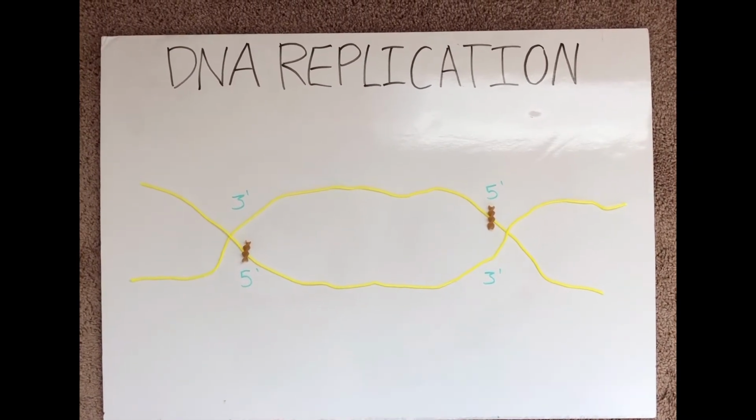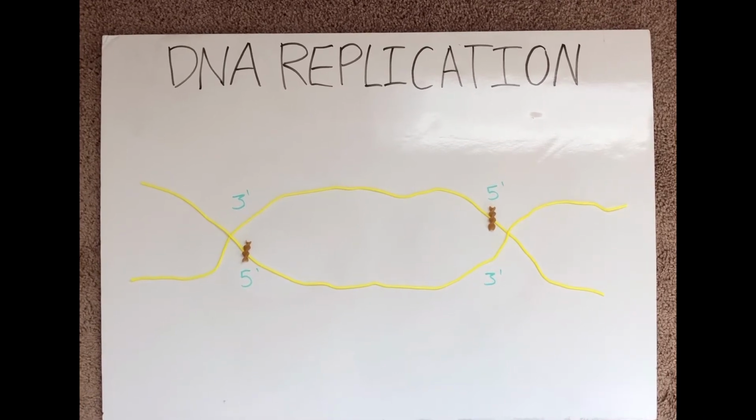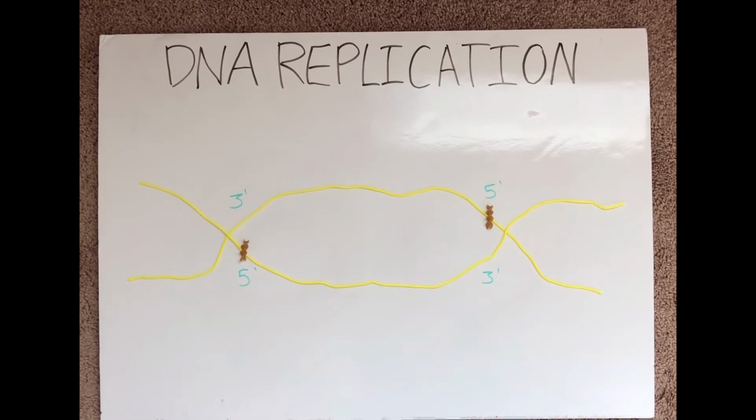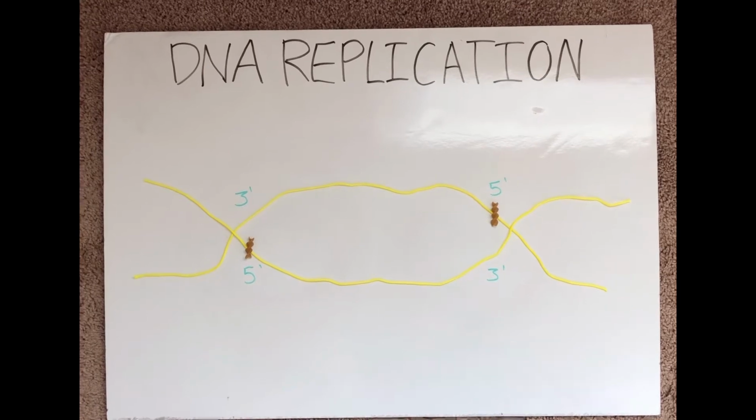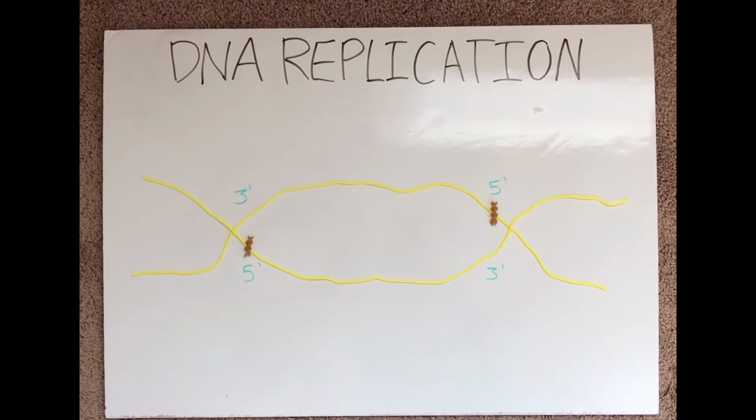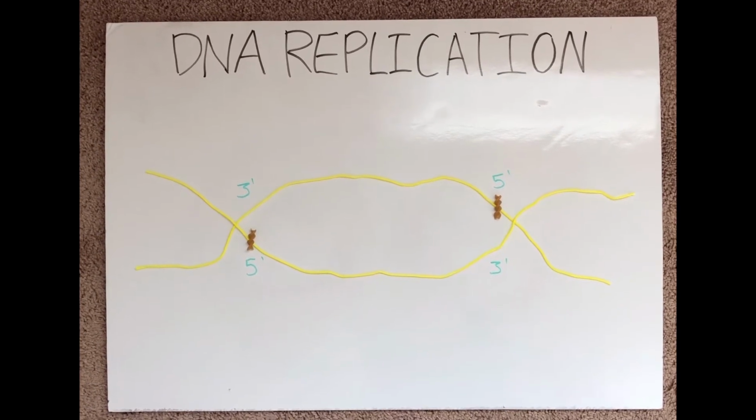An initiator protein binds to the origin of replication, which causes local unwinding to make a short stretch of single-stranded DNA available. Prokaryotes only have one origin of replication in the DNA, and it plays an important role as the site of the start of replication.